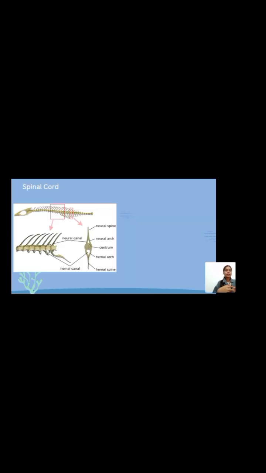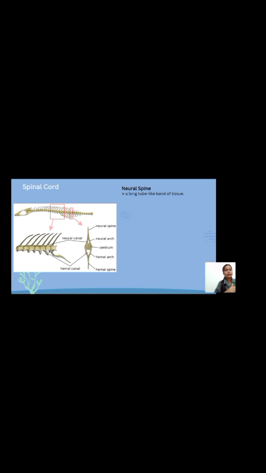So, the spinal cord. That is the spinal cord of a fish. We have here the neural canal, neural spine, neural arc, centrum, hemal arc, hemal canal, and hemal spine. The neural canal has its parts, which are the neural spine and neural arc. Next is the centrum, which is not center, and the hemal canal has two components, the hemal arc and hemal spine.